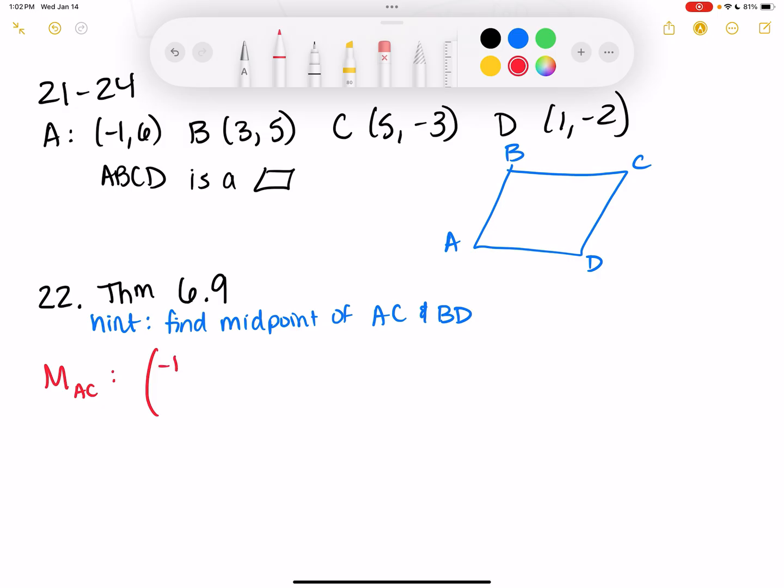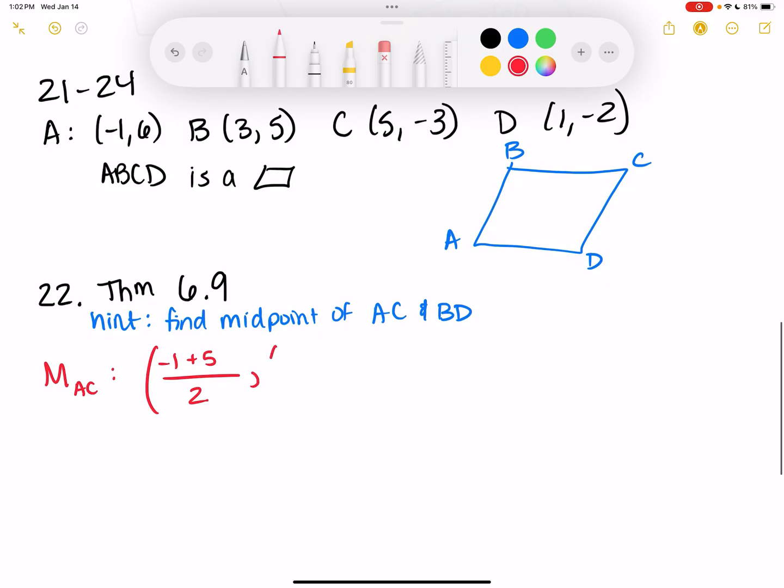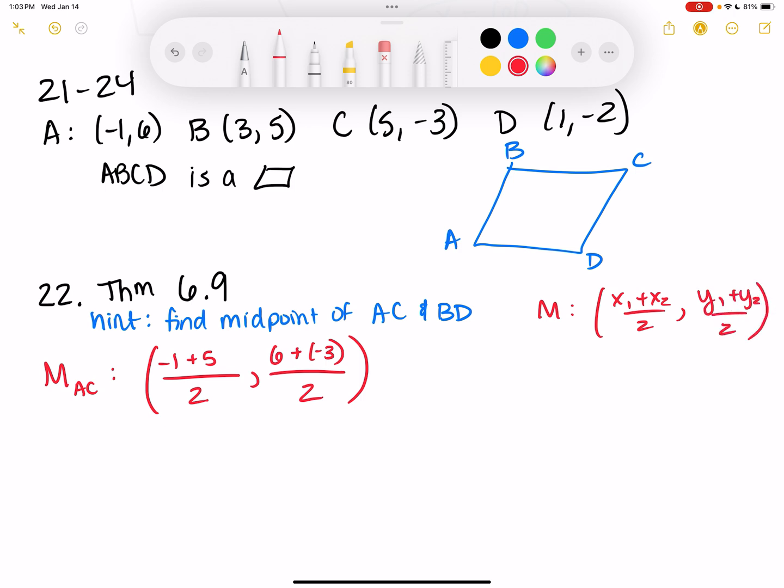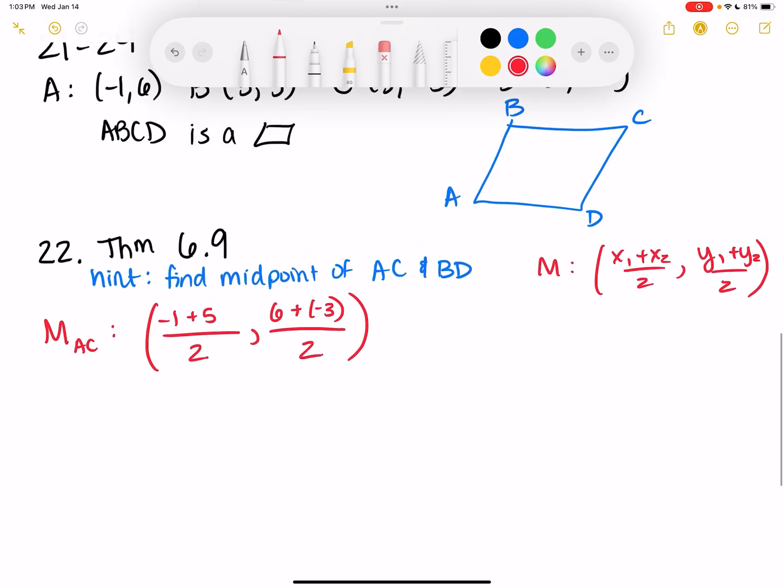So it's going to be -1 plus 5 over 2, comma, the y values, 6 plus -3. Sometimes I just write 6 minus 3. You're welcome to do that, but I'm writing it to make sure we have the formula. Over 2. So I'll do a quick refresher here. Midpoint is x1 plus x2 over 2 and y1 plus y2 over 2. But like I said, that should be in your theorem and postulate book, so it shouldn't be an issue anyways.